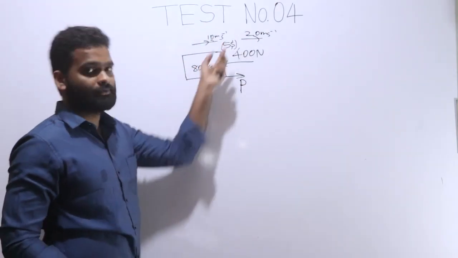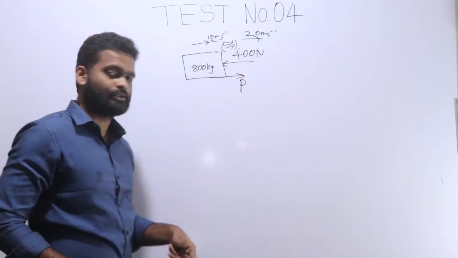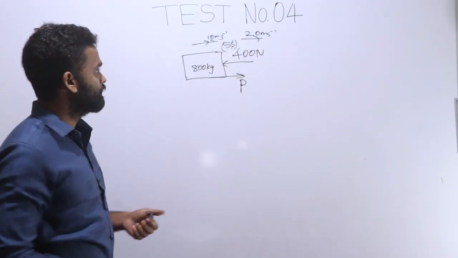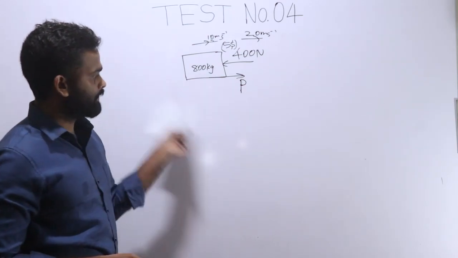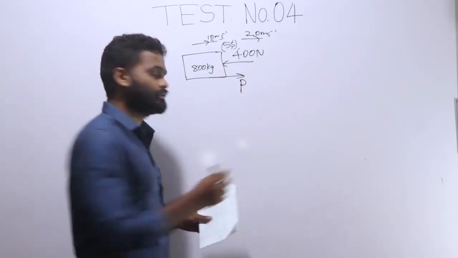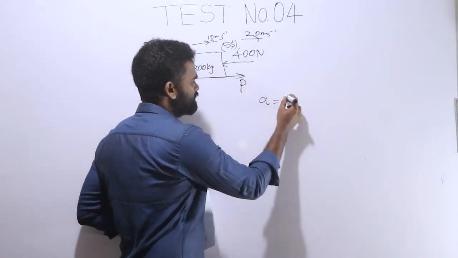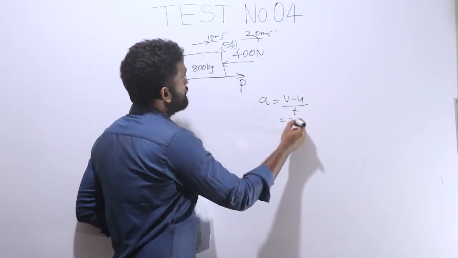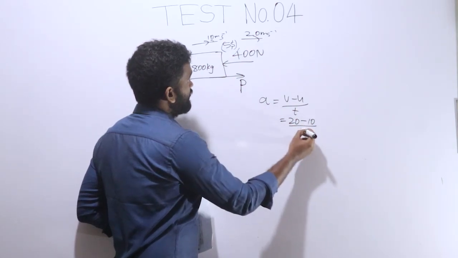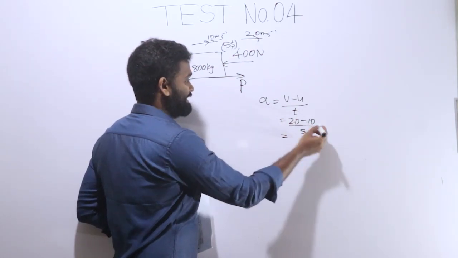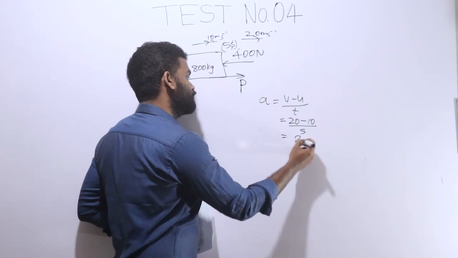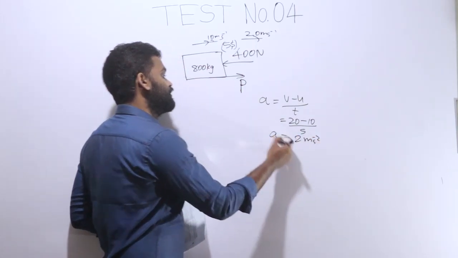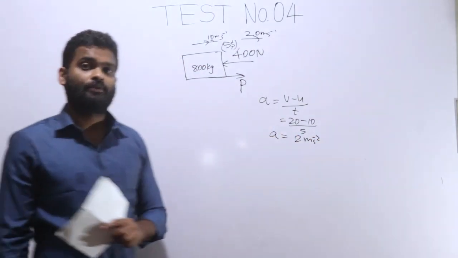So simply you can find the rate of increase of velocity. First I find the acceleration. Acceleration is change of velocity divided by time. Change of velocity is 20 minus 10, divided by time, which is 5. So 10 divided by 5 means 2 meters per second squared. So that is the acceleration of the vehicle.